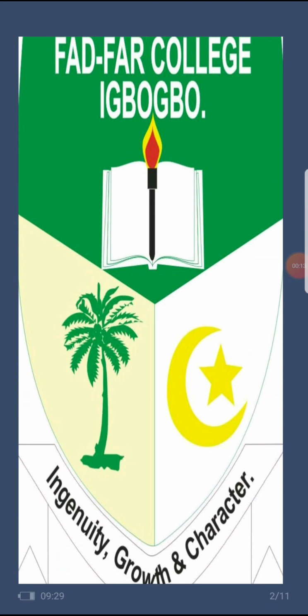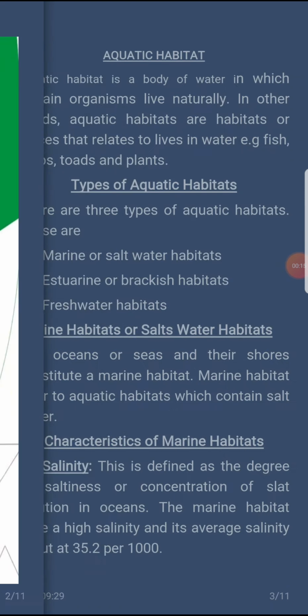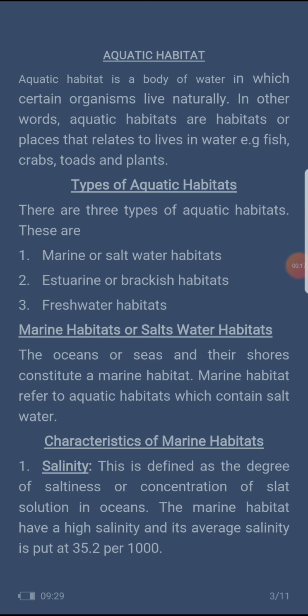And our topic for today is aquatic habitat. Such an interesting topic. What is an aquatic habitat? Aquatic habitat is a body of water in which certain organisms live naturally. In other words, aquatic habitats are habitats or places that relate to life in water, e.g. fish, crab, toads, and aquatic plants.